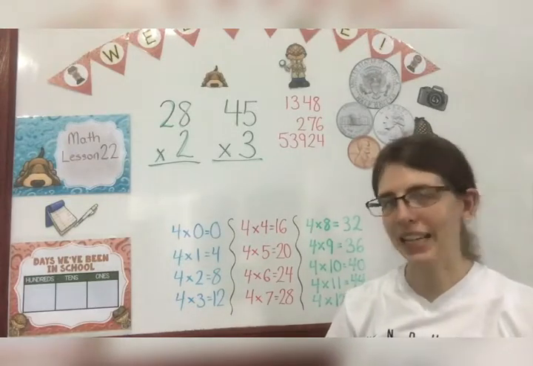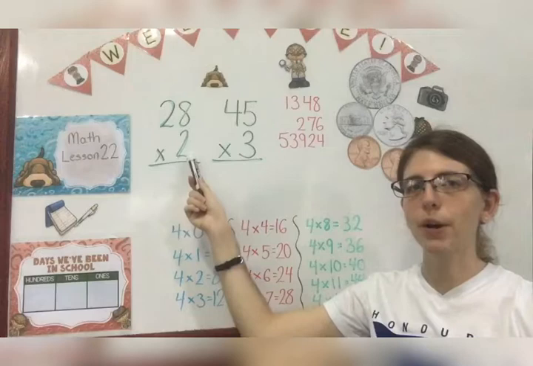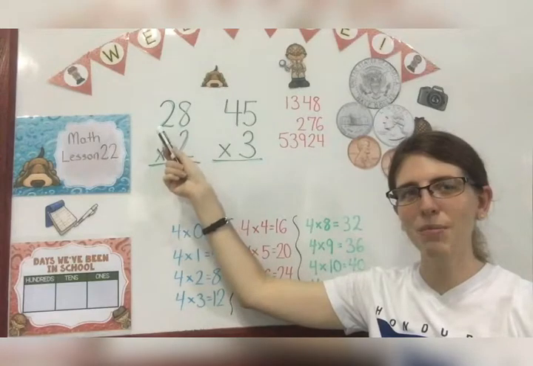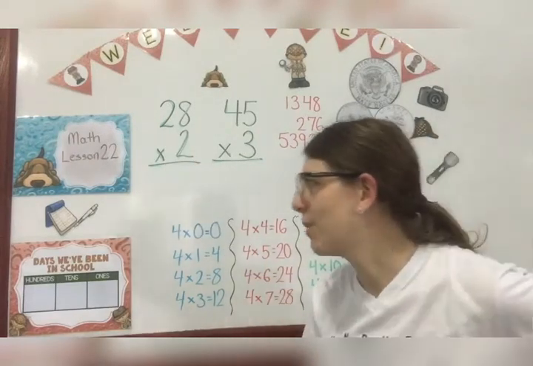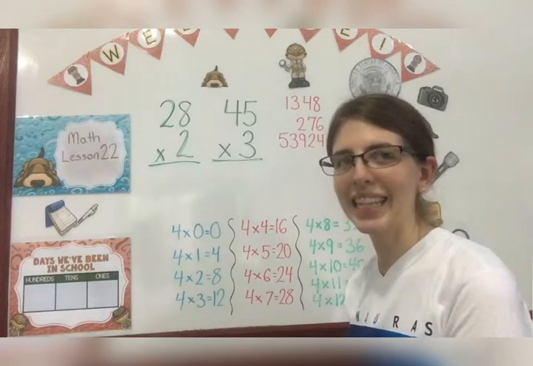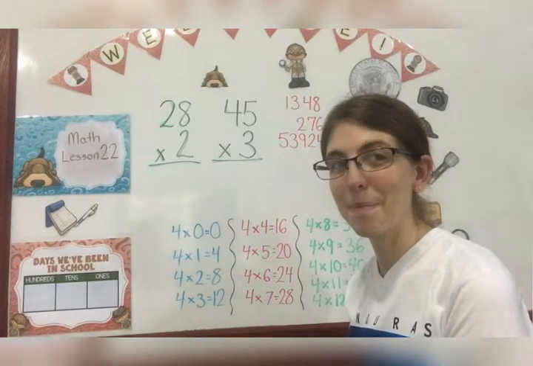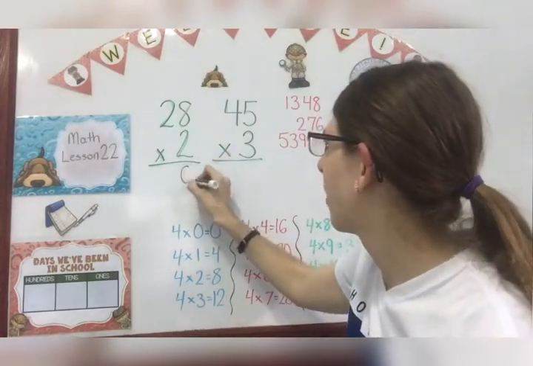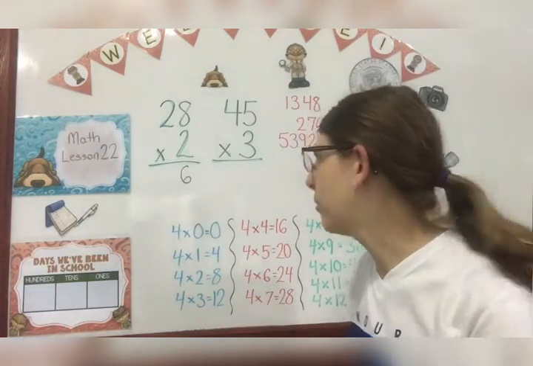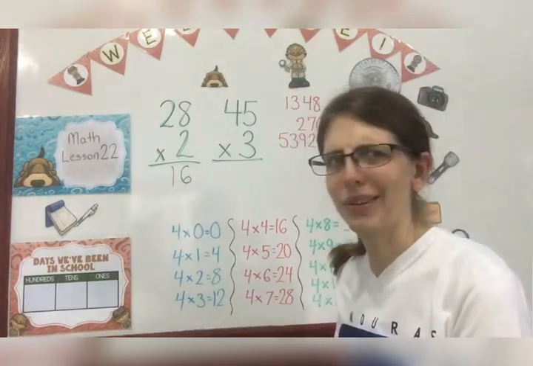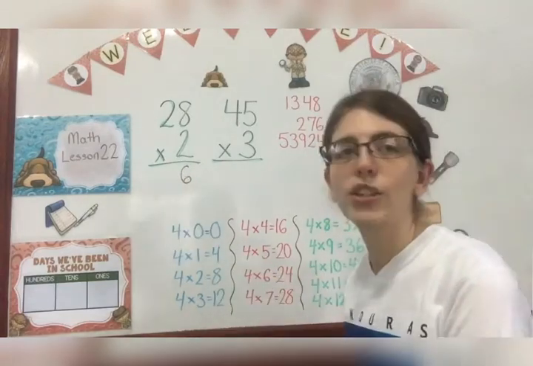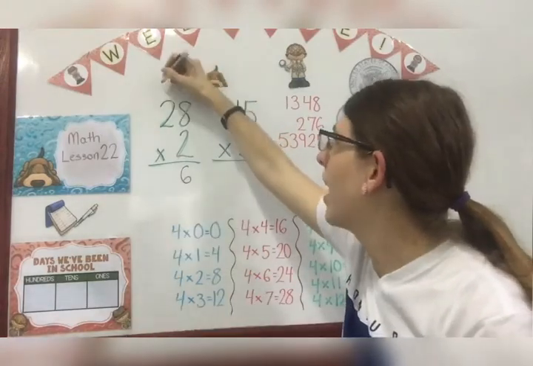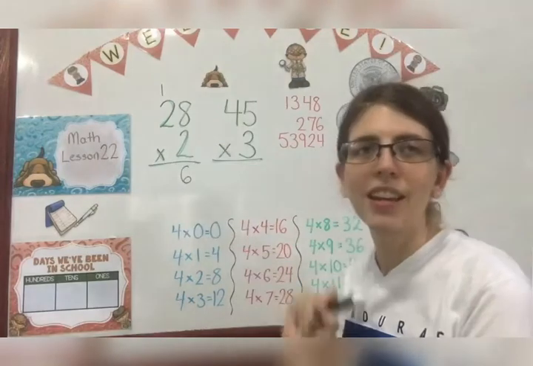2 times 8. Remember, we start with our bottom number and multiply it by the number right above it, the number in the ones place first. Then we move over to the tens place. So I'm starting with my ones place. 2 times 8 equals, you remember? 16. Very good. So I put the 6 down here. But just like when I'm adding, I don't put 16 like that. I can only put one number. So I put the first digit of my number, the 6. The second digit, the 1, I carry to the next number.